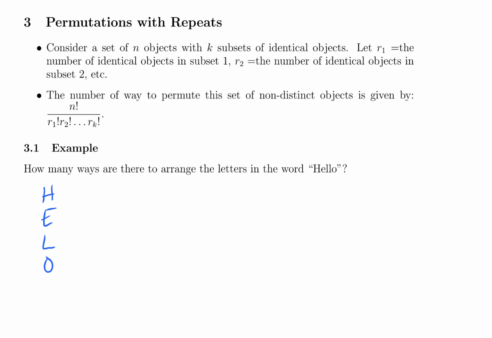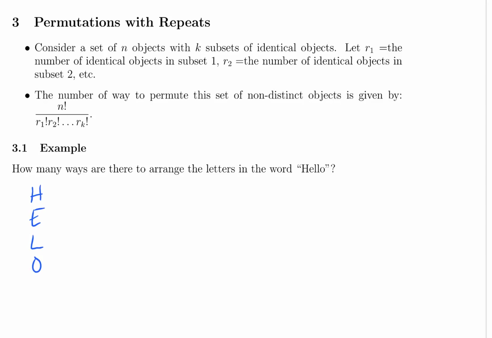So in this case, there would be 4 subsets of identical objects. We only count the L once but it shows up twice. So that's what we mean by a subset of identical objects. These are the things that get repeated within your larger set of n objects. We're going to let R sub 1 be the number of objects in subset 1. R sub 2 will be the number of objects in subset 2, etc.